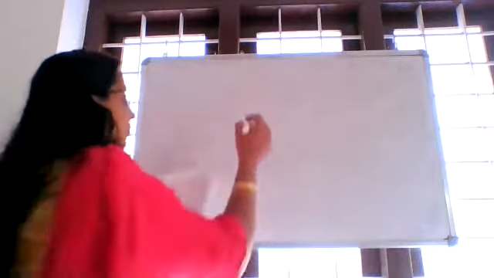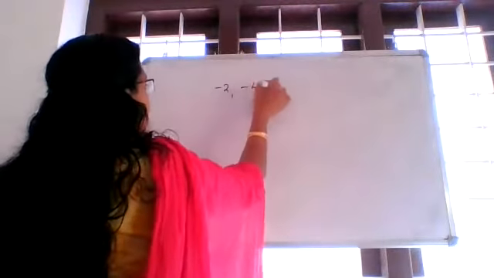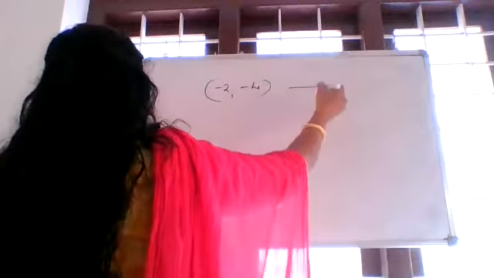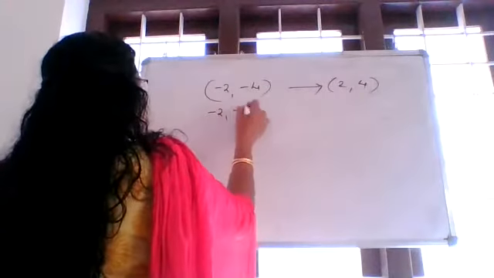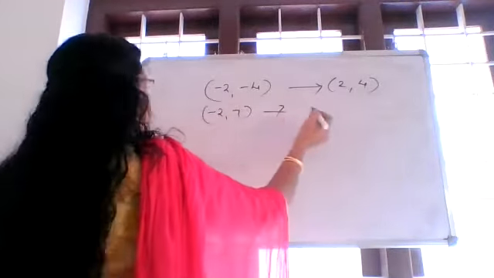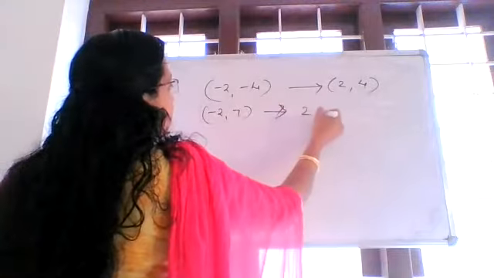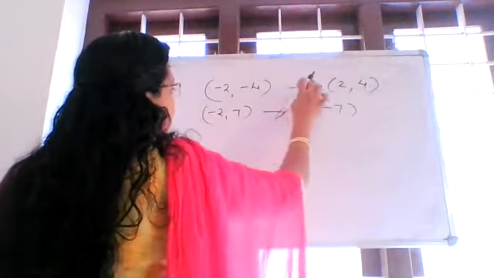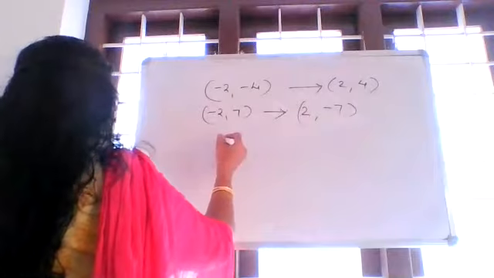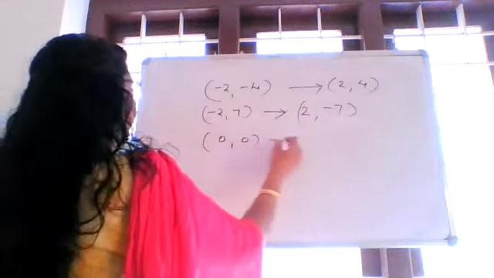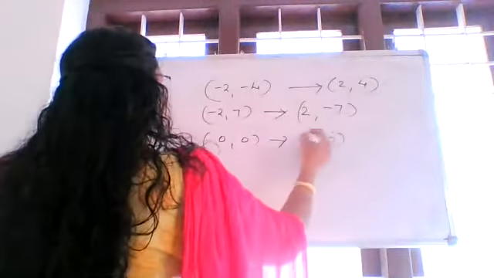Fifth question, state the coordinates of the following points under the reflection in the origin. Negative 2, negative 4: the answer will be 2, 4. Then negative 2, 7: the answer will be 2, negative 7. Next, 0, 0 will be 0, 0.